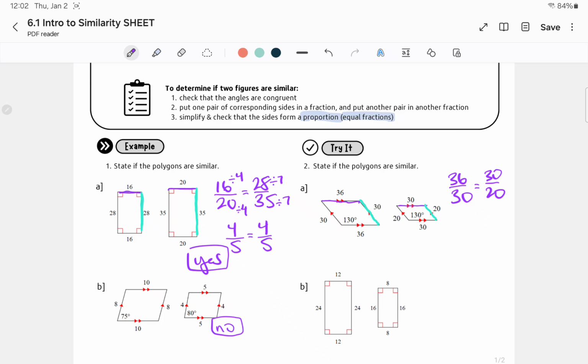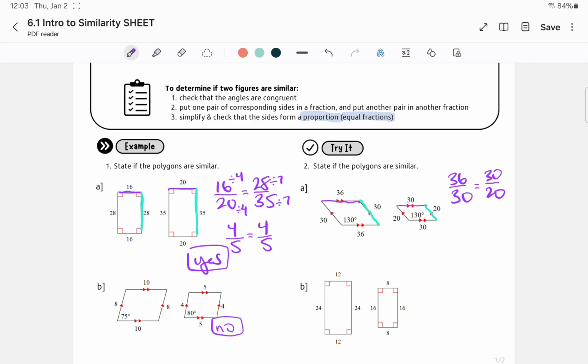Now, I think you guys might ask me, well, does it matter which fraction goes on the left or right? That does not matter. You could have put 30 over 20 equals 36 over 30. But just make sure you match it up correctly. Like the 36 does match up with this 30 right here. And then this 30 matches up with this 20. So make sure you're putting them in the right space, if that makes sense. Like it has to be corresponding. It has to match up.